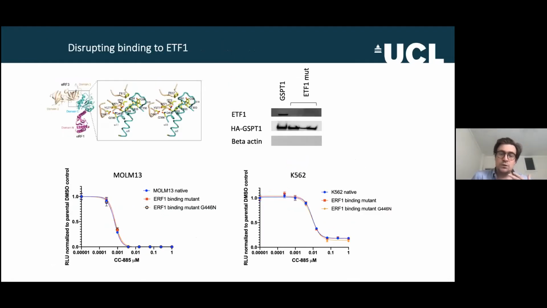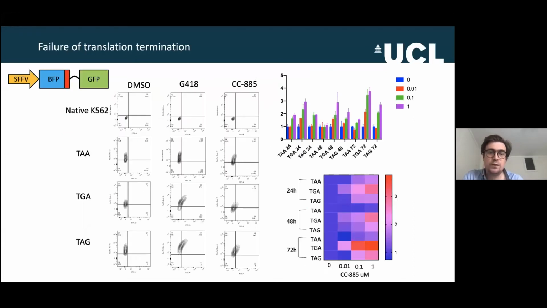We then interrupted this binding. We went to yeast biology and looked at the ETF1 binding surface, and were able to pick out 5 highly conserved amino acids, which when we disrupted meant that GSPT1 was no longer able to pull down ETF1. And these GSPT1 mutants were no longer able to rescue the phenotype. So this backed up our idea about failed translation termination.